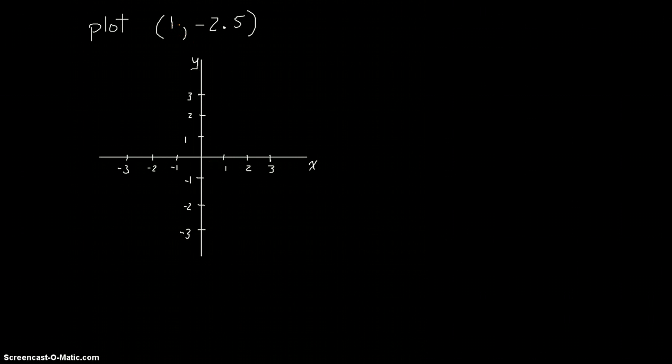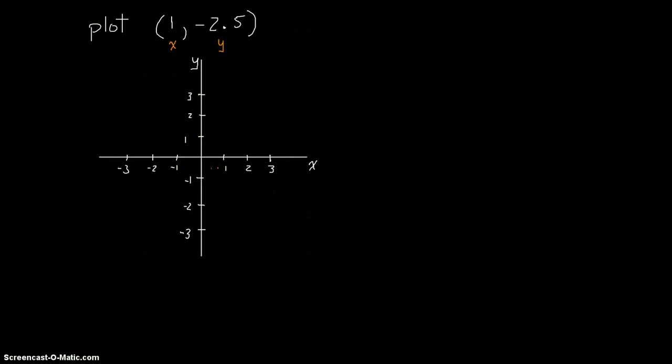So let's look at this point 1, minus 2.5. I know it's an ordered pair because it's in parentheses. And I told you it is, and I'm plotting it, so it must be. And remember that the x value comes first, and then the y value. And sometimes, like I said, it's handy to put a little x and a little y just as a reminder.